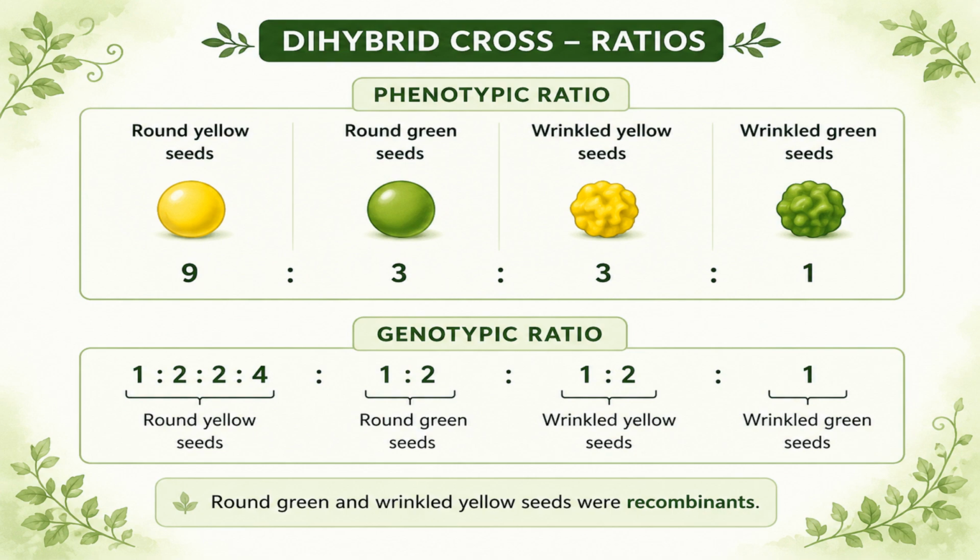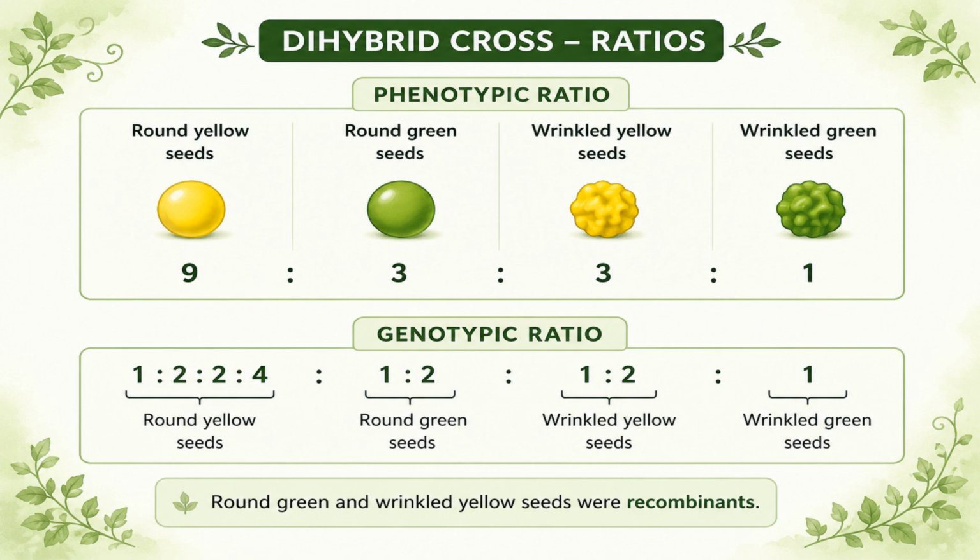Now let us analyze the results of Mendel's dihybrid cross in detail. Look carefully at the F2 generation shown on the slide. Mendel observed 4 different types of seeds. The first and most common group was round yellow seeds. The second group was round green seeds. The third group was wrinkled yellow seeds, and the fourth group was wrinkled green seeds. When Mendel counted all these seeds, he found a very specific pattern. For every 16 offspring produced, 9 were round yellow, 3 were round green, 3 were wrinkled yellow, and only 1 was wrinkled green. This gives the famous phenotypic ratio, 9 to 3 to 3 to 1.